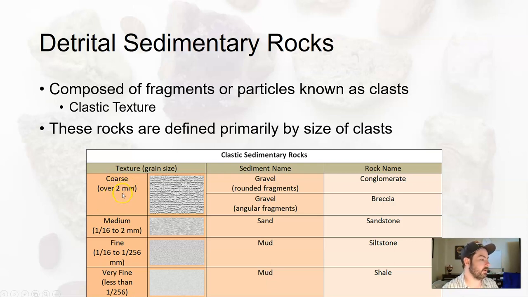And if a sedimentary rock is made up of gravel 2 millimeters or bigger, and the gravel is rounded, we call it a conglomerate. If it's made up of sediment that's 2 millimeters or bigger, but the gravel pieces are kind of sharp and angular, we call it breccia. Sand-sized particles make sandstone when it lithifies. Mud-sized particles make siltstone. And then even smaller, which we also kind of still call mud, makes shale.